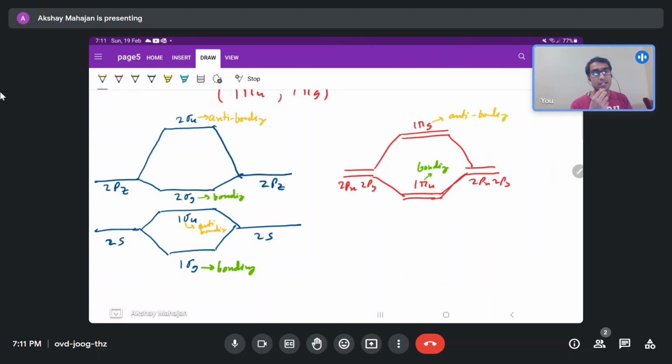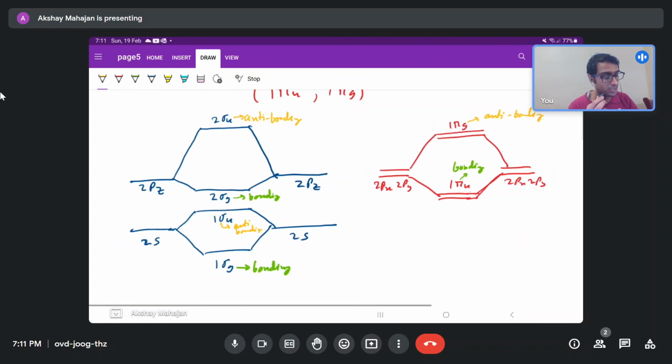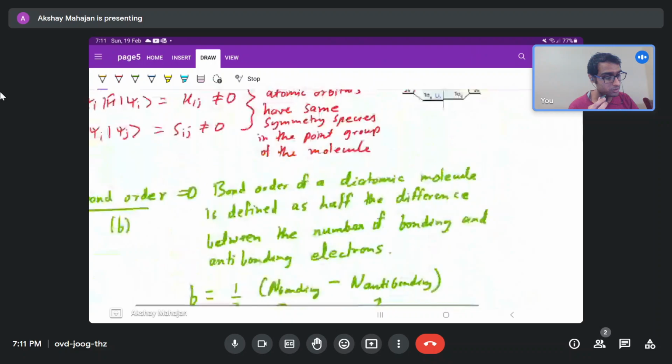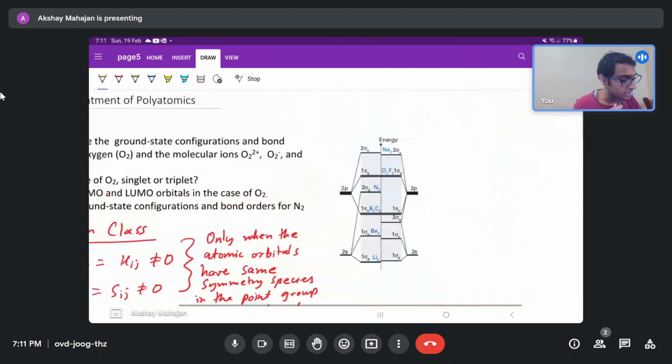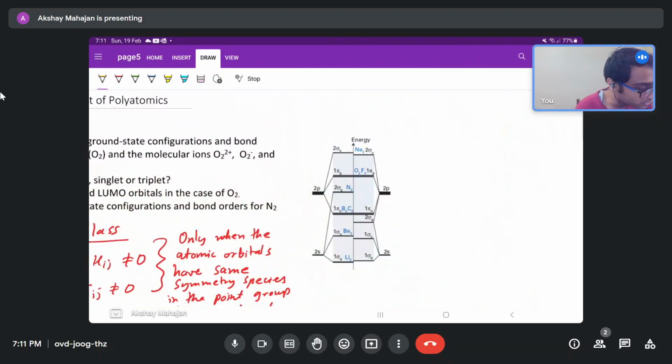Now the energy levels for the sigma orbitals, if you have this kind of molecule, basically, as has been shown, this is the experimental data. We have the experimental result here.